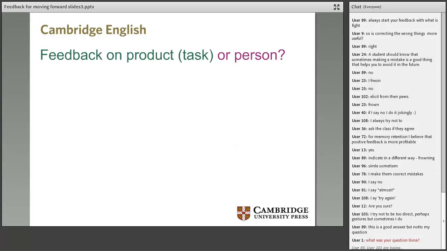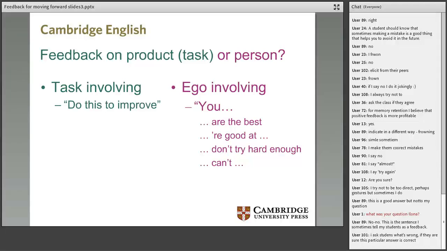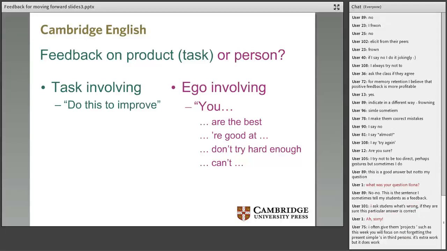And the last thing I want to look at is whether we give feedback on the product, which is the task, what they've done in the task, or on the person. We could talk about task involving feedback, so we tell students what they need to do to improve on that particular task, or ego involving, and this is focusing on them. So you could say, you're the best speaker in the class, or you're really good at this, or maybe you don't try hard enough, or you can't do this.